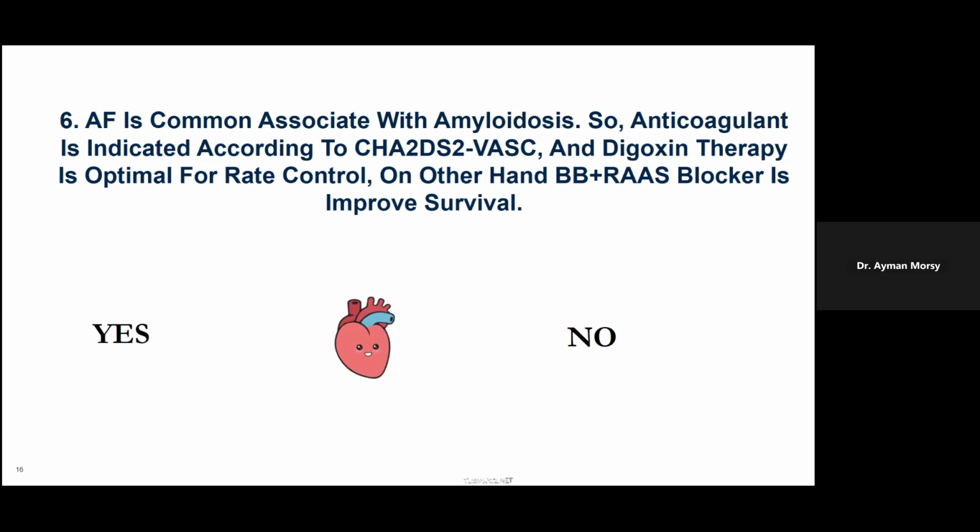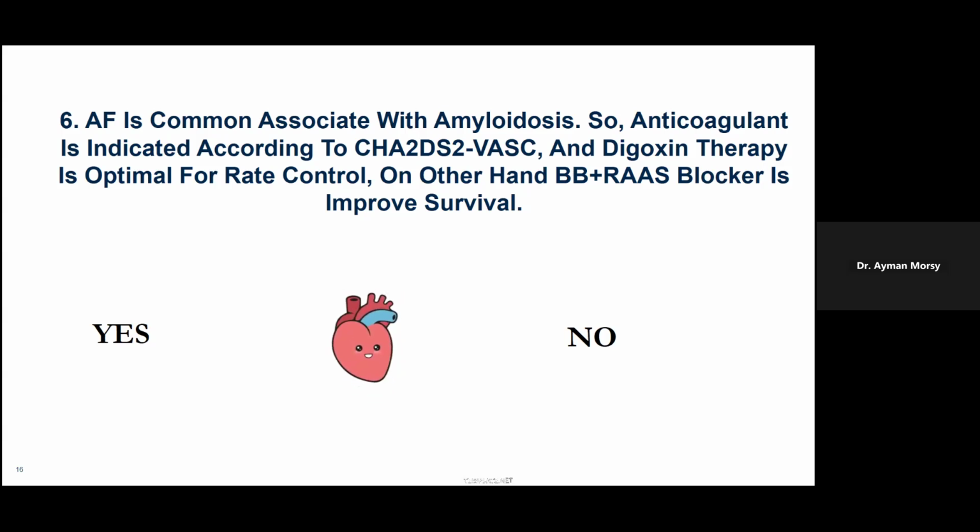Definitely, yes. So the anticoagulation therapy is indicated according to the CHA2DS2-VASc score, and the digoxin therapy is optimal for rate control. On the other hand, the beta blocker and RAS blockade improve survival. Do you agree with this concept or not? And Dr. Rajdi will inform you elegantly, I know, how to deal with this type of patient.